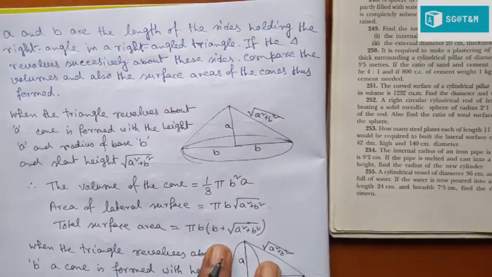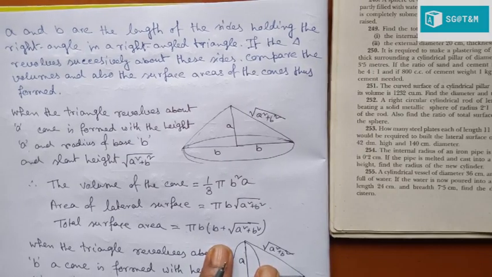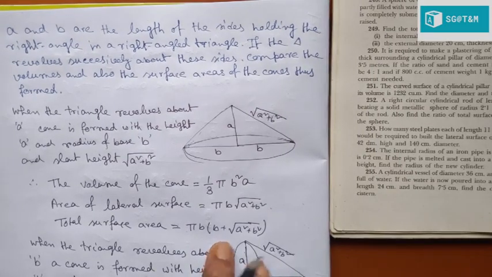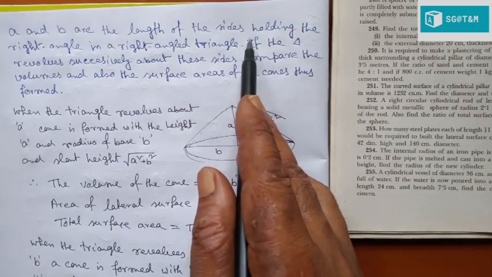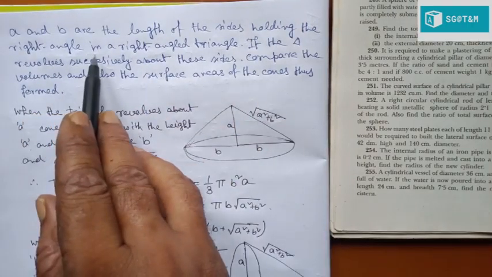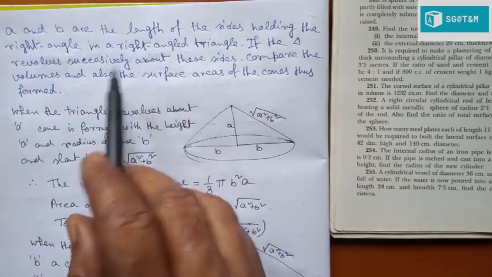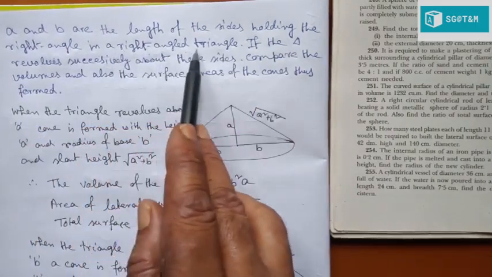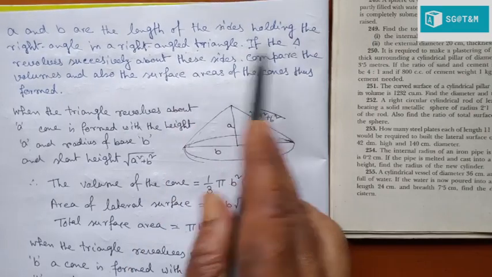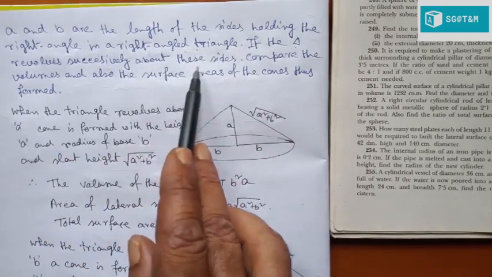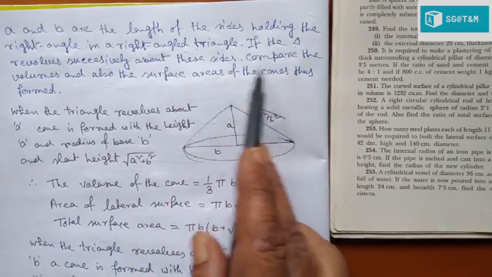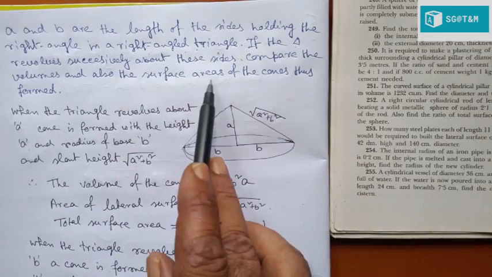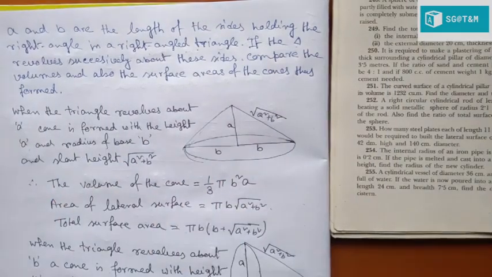It is not from your board book, obviously. A and B are the lengths of sides holding the right angle in a right angle triangle. If the triangle revolves successively about those sides, compare the volumes, also the surface areas of the cones thus formed. In the previous class, we discussed that.